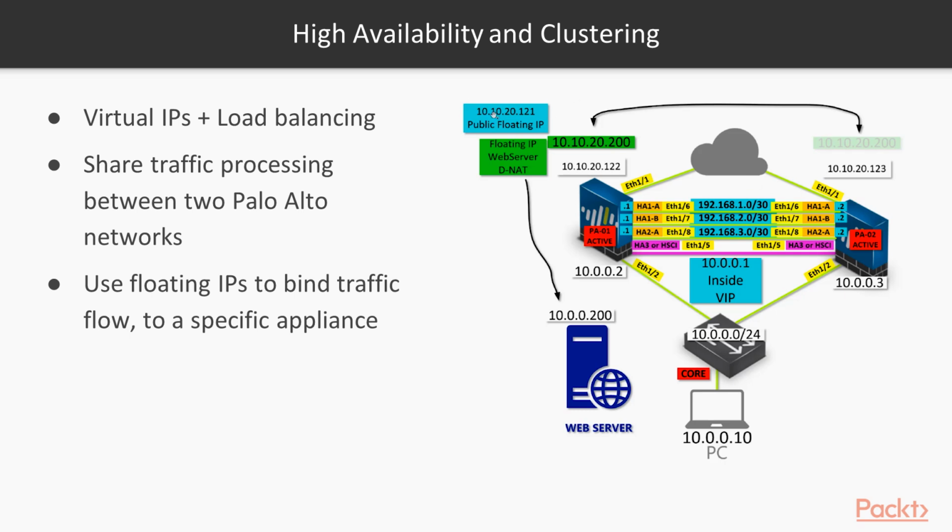Same with the public floating IP. If I lose PA01, which is the one that is going to have the floating IP as active, PA02 will get that floating IP and will continue to serve requests. We're going to configure that inside virtual IP with ARP sharing, and we're also going to configure those two floating IPs. We'll create the NAT rules for each one, and then we're going to ping from one of my machines.